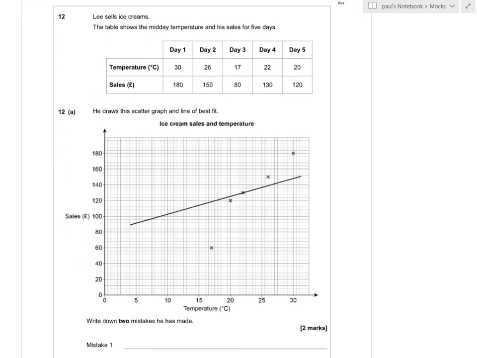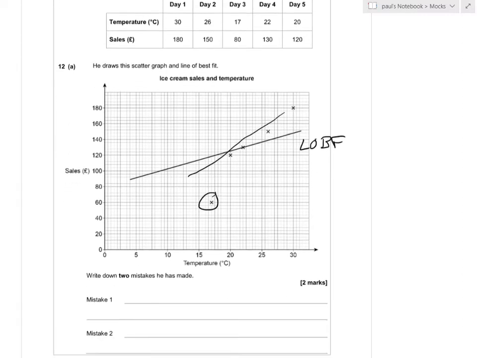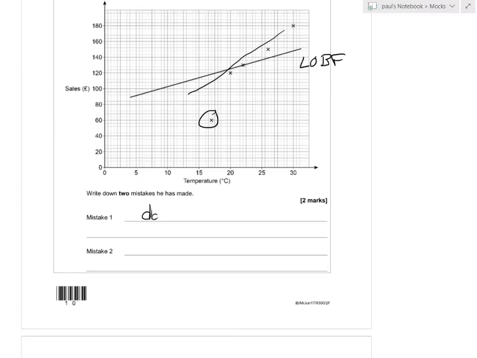Or ice creams. Right. Lee sells ice creams. The table shows the midday temperature for sale as 5 ice creams. There are 2 mistakes. Well, that's probably a mistake, isn't it? 17 degrees and 60. 17 and 80. So there's a mistake. And the line of best fit is a bit wonky. It should be down there, shouldn't it, somewhere? Yeah. So day 3 coordinate, or whatever you want to call it, and the line of best fit is rubbish.